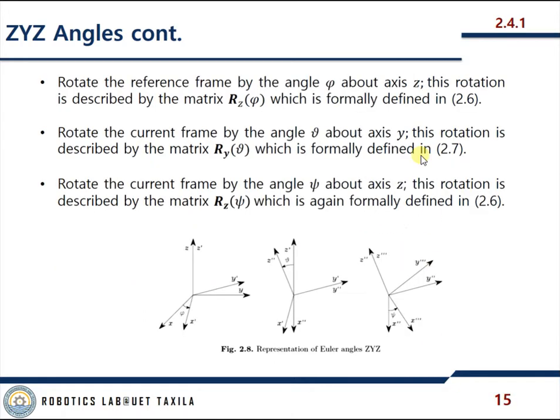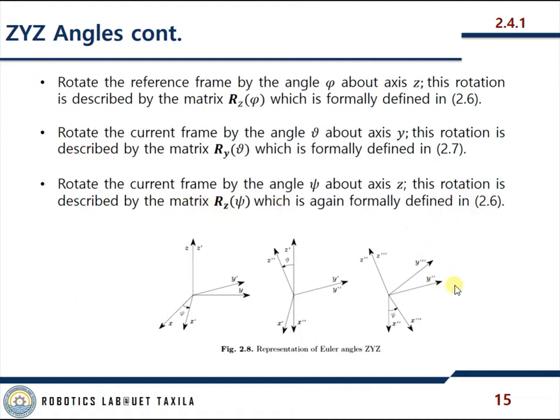So let's analyze them. Rotate the reference frame by an angle phi about the z axis. The rotation is described by the matrix Rz, which is formally defined in equation 2.6. Now rotate the current frame by the angle theta about the y axis. This rotation is described by Ry, which is formally defined in equation 2.7. Rotate the current frame by angle psi about the z axis. The rotation is described by Rz, which is again formally defined in 2.6.